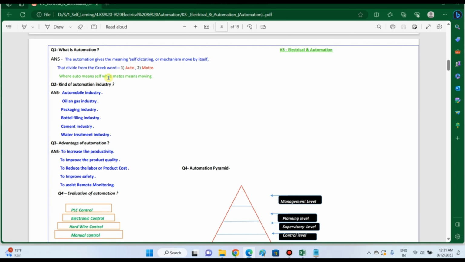Let's see which types of industry use automation technology. First is the automobile industry, for example the car manufacturing industry. Second, the oil and gas industry, which means diesel, petrol, kerosene. Third is the packaging industry, like the things we use in day to day life, biscuit, coffee. Fourth is the bottle filling machine.